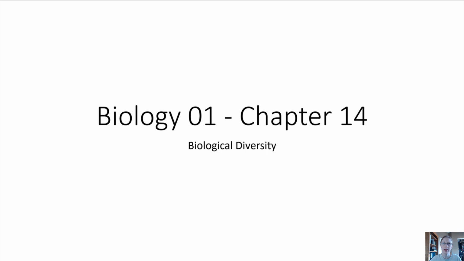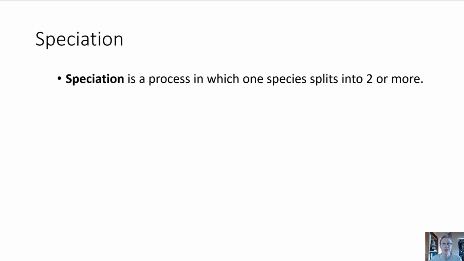Chapter 14 is about biological diversity, and let's just start with a definition. In this chapter, we're going to be thinking about how one species perhaps branches off into multiple species, and so we should start with a basic definition. What do we mean when we talk about a species?